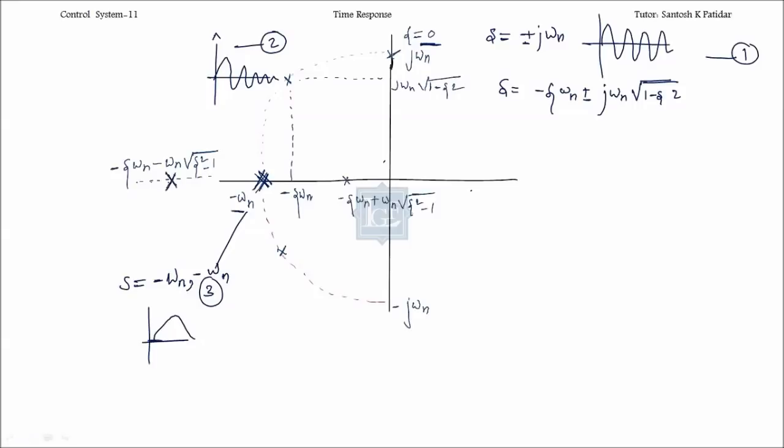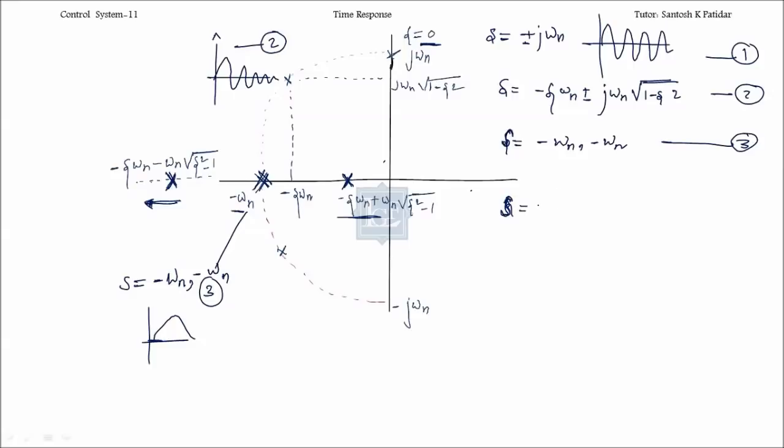And for the overdamped system, we got 2 poles. One is near to the imaginary axis, one is away from the imaginary axis. So this is case 1, this is case 2. For case 3, we got repeated poles at minus omega n. I hope it's clear to you now. This is S, not zeta, since we are talking about the poles, so I'm taking just S.